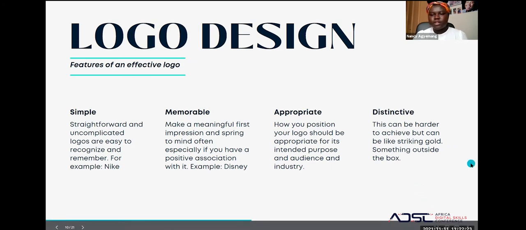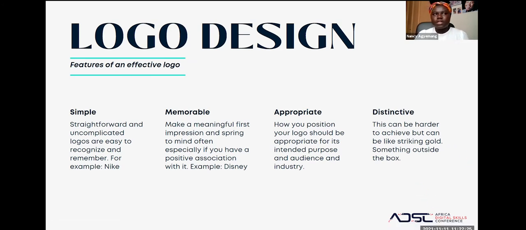And then also definitely it should be distinctive. In a sense, there are so many logos which already exist, but I believe that you can try hard to achieve quite a distinct logo that wouldn't be easy to replicate.